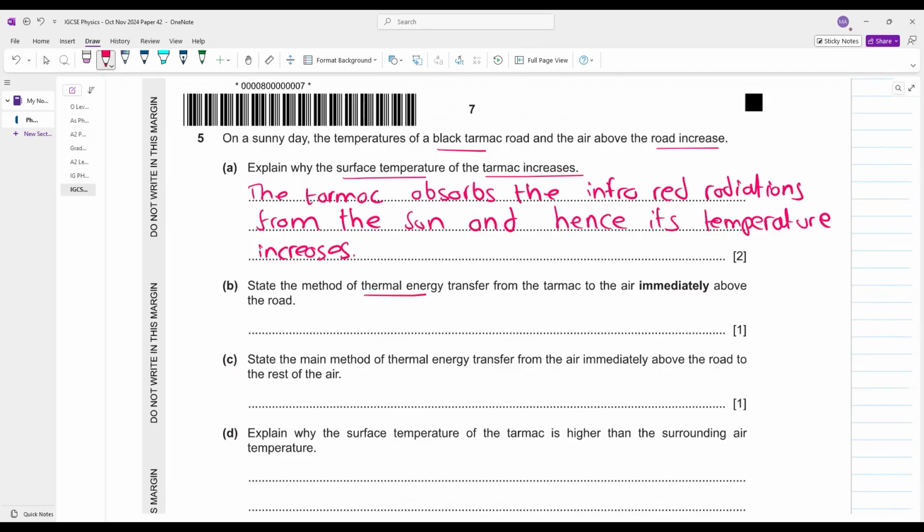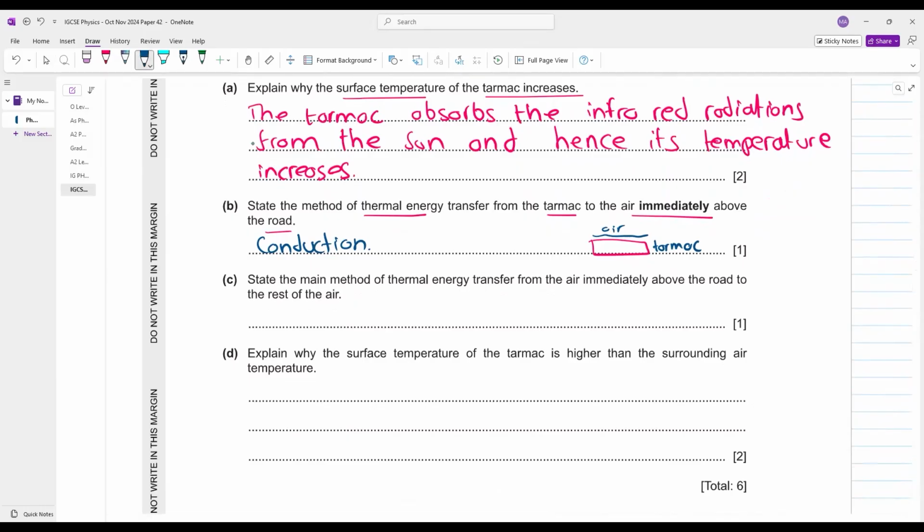State the method of thermal energy transfer from the tarmac to the air immediately above the road. Whenever two surfaces are in contact, let's say this is your tarmac and this is the air above it, whenever two surfaces are directly in contact, the method of heat transfer is conduction. Always remember that. State the main method of thermal energy transfer from the air immediately above the road to the rest of the air. You will say that is convection. Heat transfer inside gases or liquids is always convection.